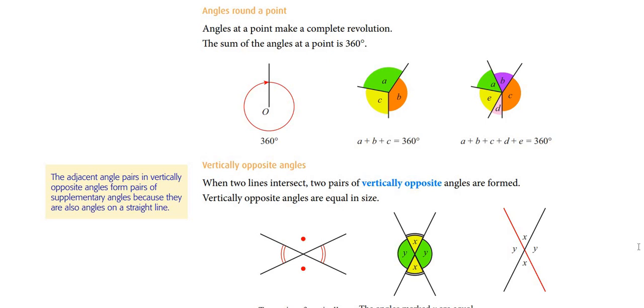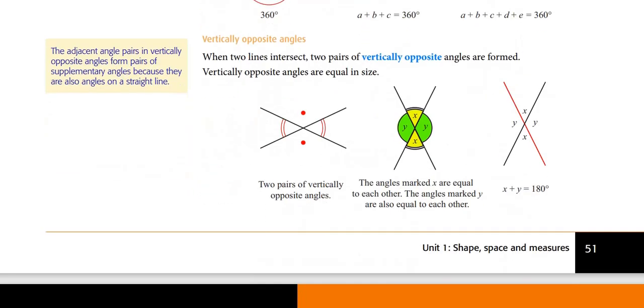A, B, C, 360. A, B, C, D, and E, 360. If I want to have more angles, then you have to add those angles, and it will still add up to 360 degrees. Okay? Vertically opposite angles.